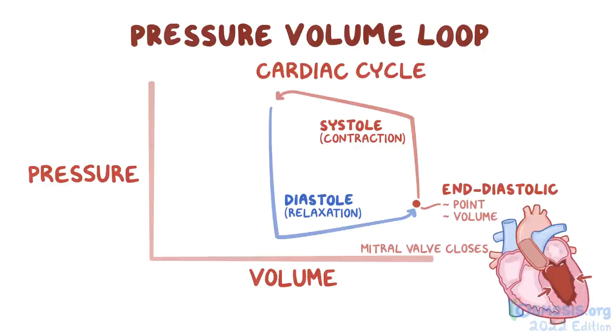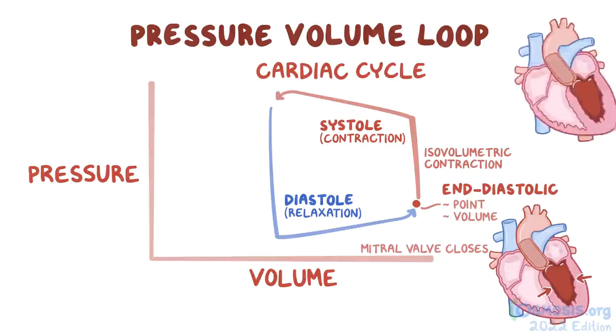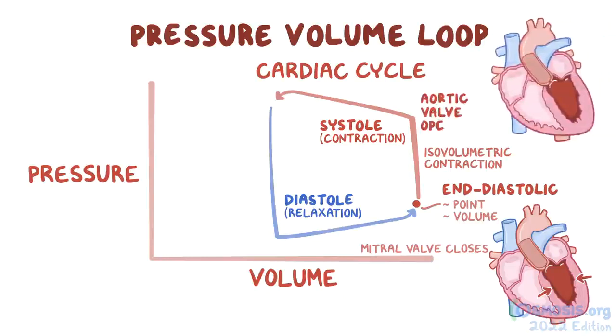Ventricle contraction makes the pressure shoot up, but for a brief period of time, both the mitral and aortic valves are closed, so left ventricle volume doesn't change. This phase is isovolumetric contraction, but it doesn't last long, because eventually the pressure inside the left ventricle exceeds aortic pressure, making the aortic valve pop open, and that starts the ejection phase.